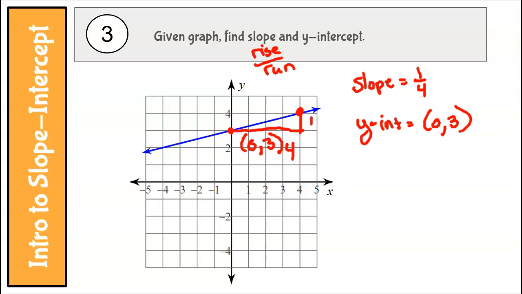What would the equation of this line be? If you said 1/4 x plus 3, you are correct. And remember, this equation is the rule for all the inputs and outputs here. I can find another solution on the graph using this equation if I want. All right, let's do one more.